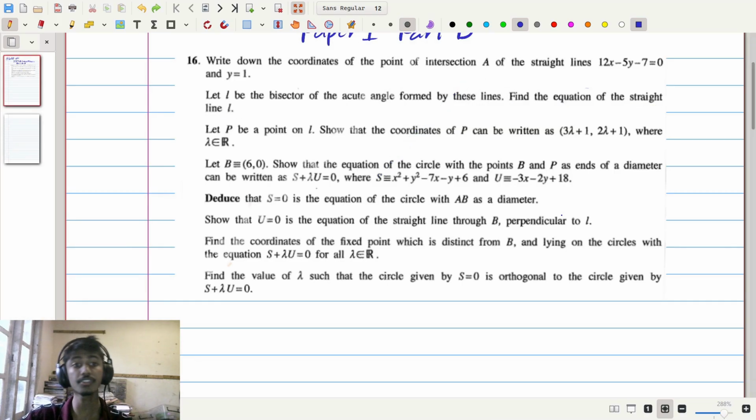Next, the question says, let P be a point on L, and we are asked to show that the coordinates of P can be written as 3 lambda plus 1, 2 lambda plus 1, where lambda is an element of the real numbers. Here lambda is a parameter, and the coordinates of a point on L are given parametrically, such that if x is equal to 3 lambda plus 1, then y is equal to 2 lambda plus 1. So we have to show that.